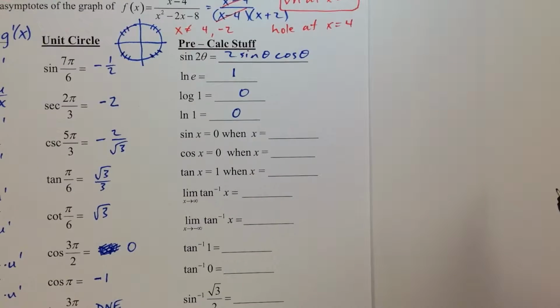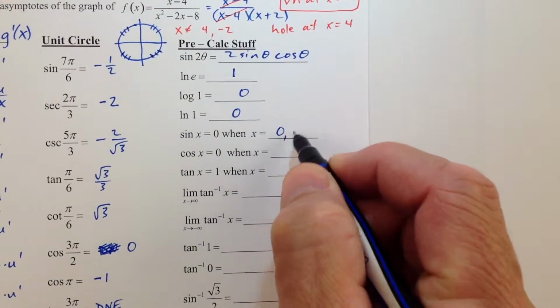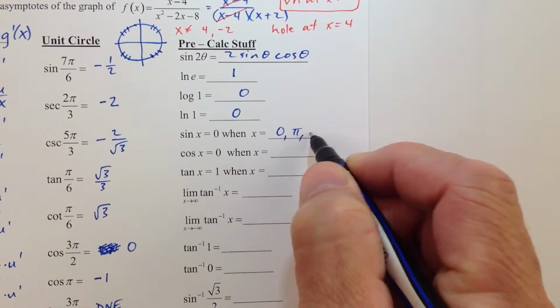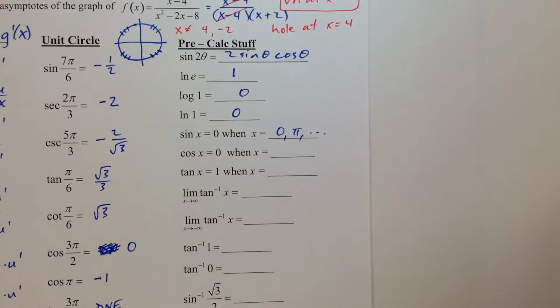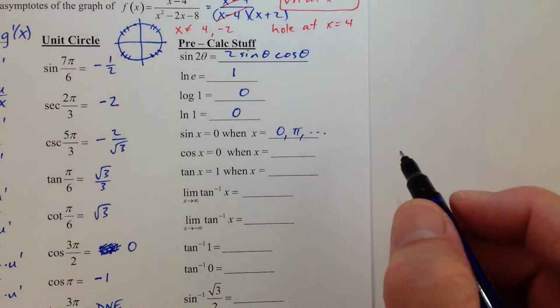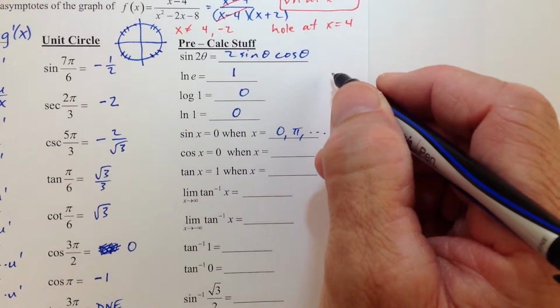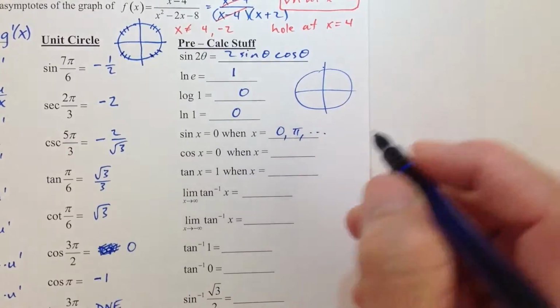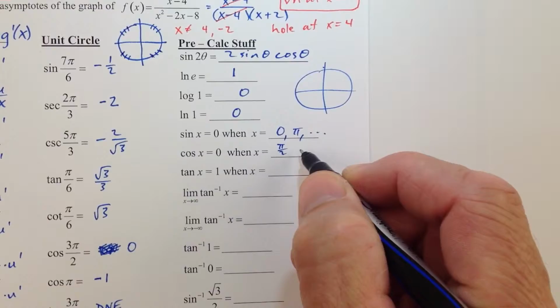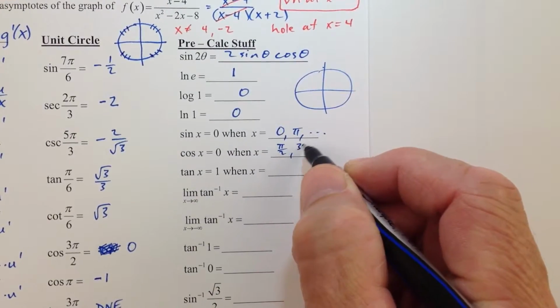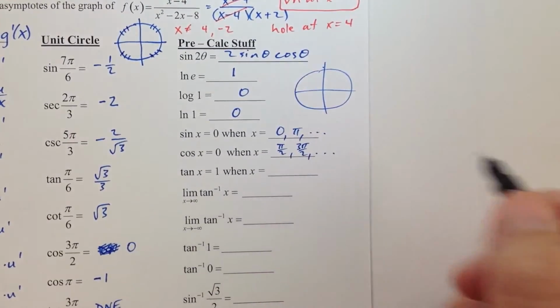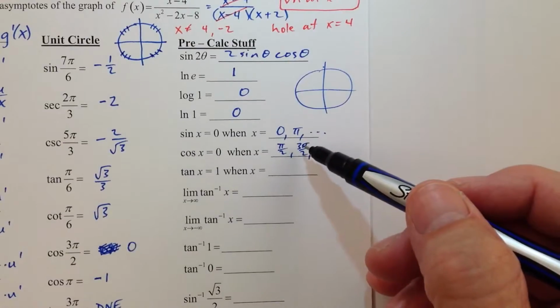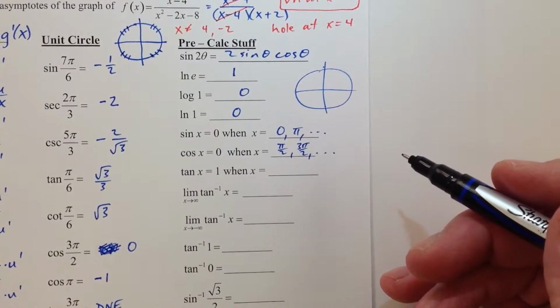Sine of x equals 0 when x is equal to 0 or pi or any other multiple of pi, 2 pi, 3 pi, and so forth. Cosine of x is equal to 0 at the top and the bottom, so multiples of pi over 2, so pi over 2, 3 pi over 2, and so forth. Or you could say pi over 2 plus pi k, k being an integer.